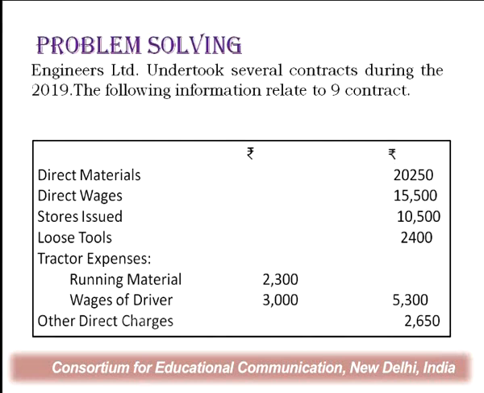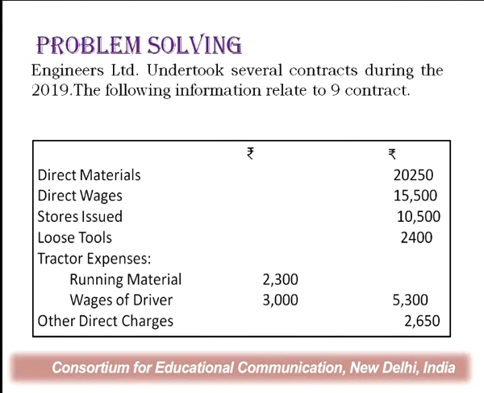So direct material 20,250, direct wages 15,500, stores issued. These are the figures which are given to you, and once again I am repeating that I have intentionally taken small figures so that the calculations remain easy.